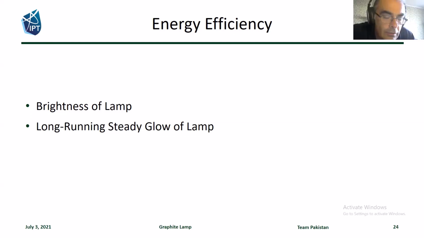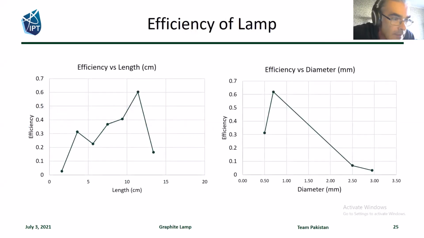No, it doesn't. Sorry, I have to interrupt you. You have a slide showing efficiency versus length or versus diameter. Yes, this one. So you have efficiency on the y-axis, and it's calibrated somehow. You have 0.6 efficiency. What does it mean? Efficiency equal to 0.6. Just tell us how you calculated it.